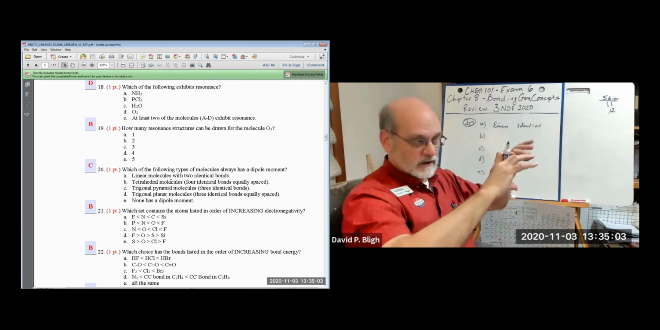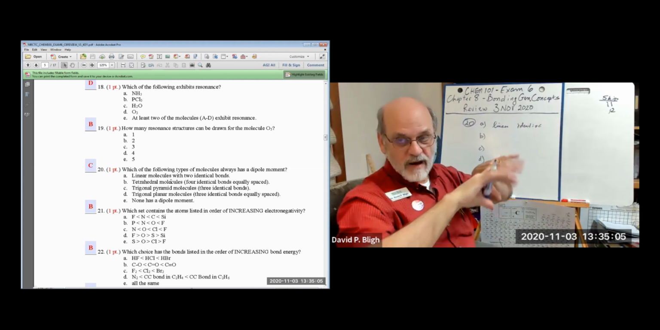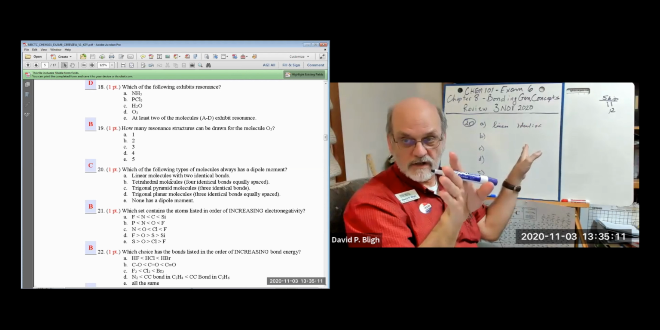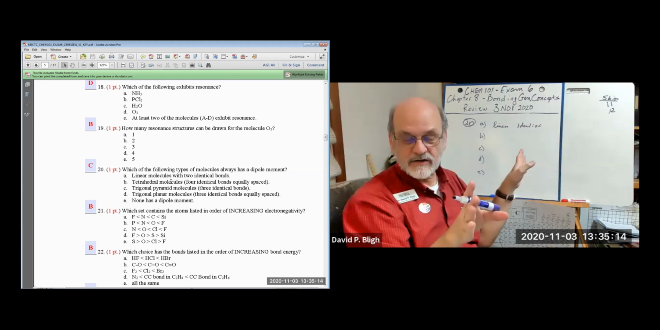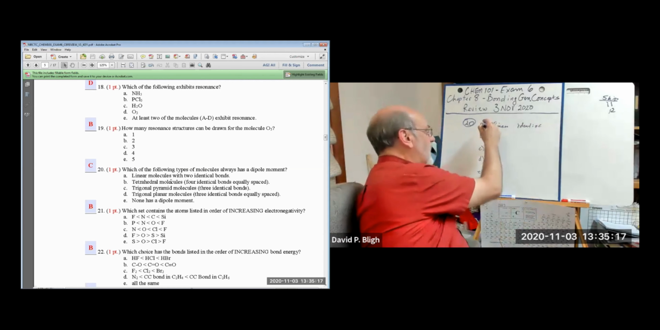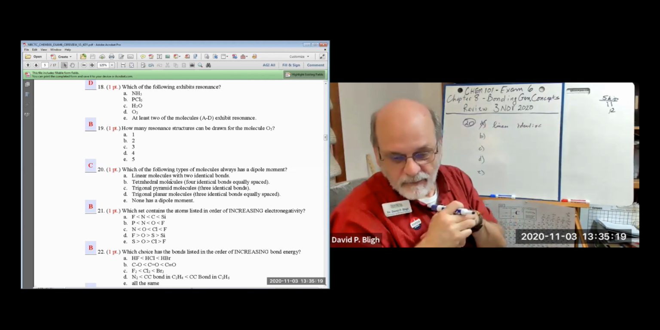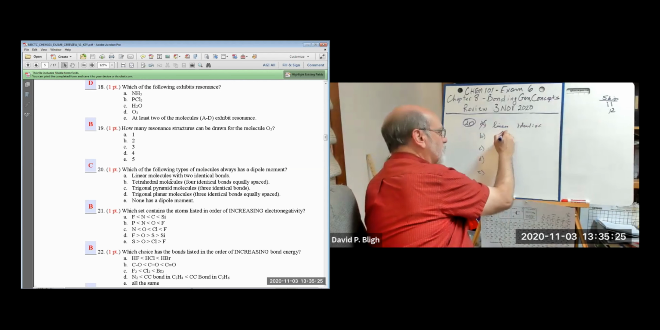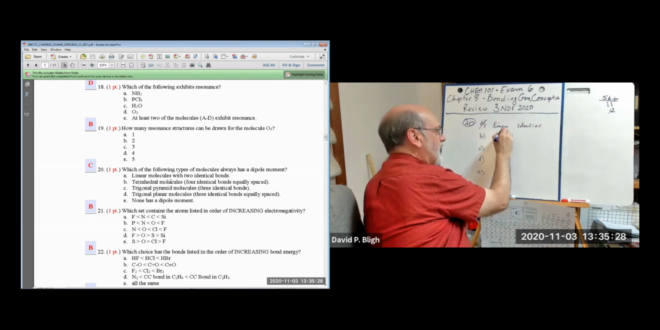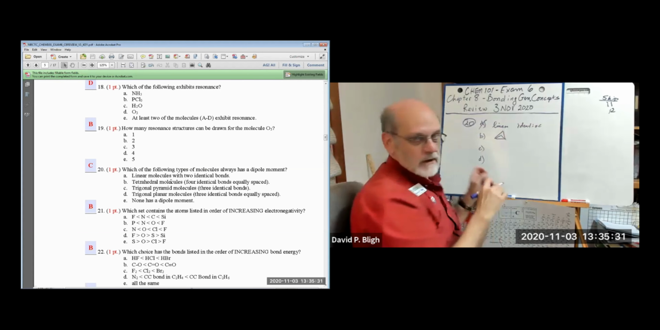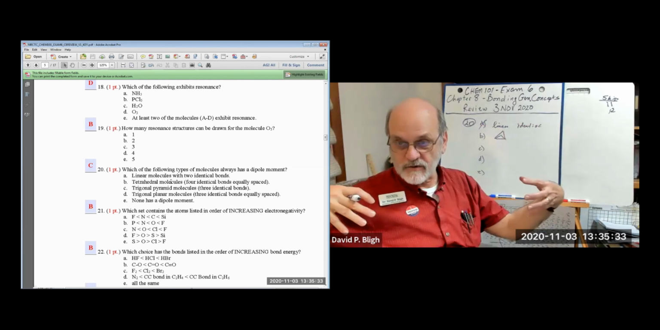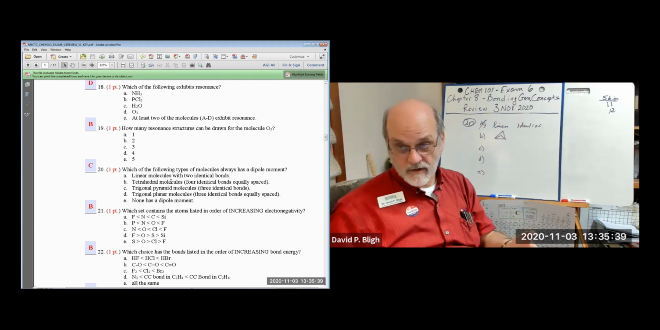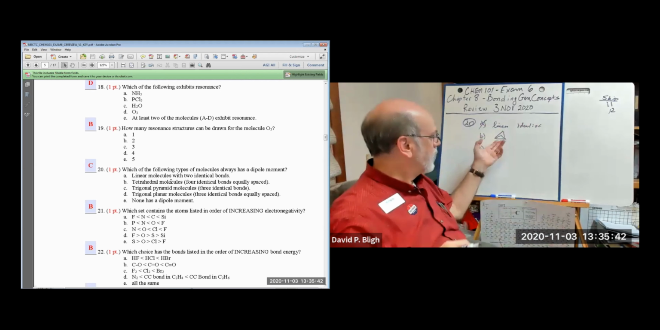If the bonds are linear and the bonds on either side are identical to one another, then they either approach or diverge from one another with equal magnitude and cancel one another out. So A can't be it. B, tetrahedral molecule, 4 identical bonds. The tetrahedral molecule with 4 identicals, all pulling in opposite directions or approaching each other from opposite directions, they cancel one another out also. So these are always nonpolar.